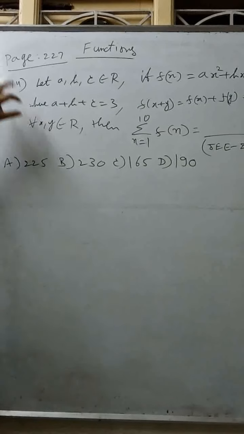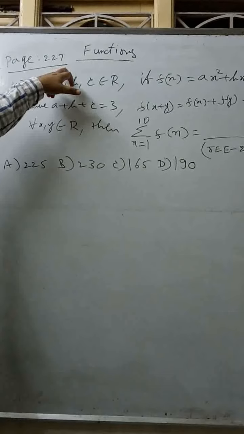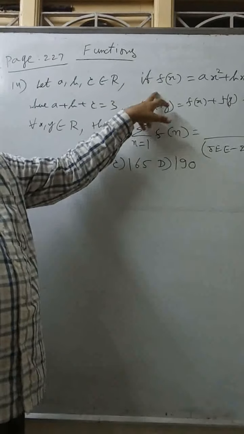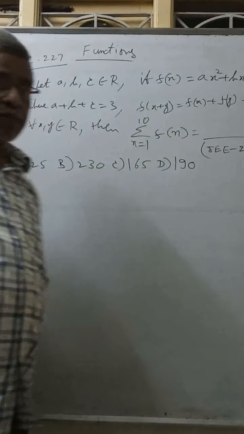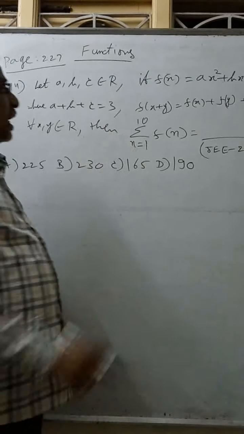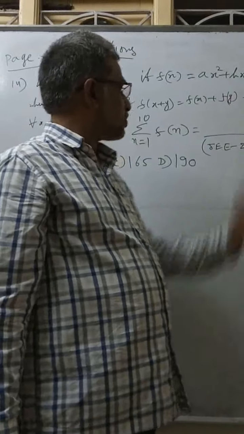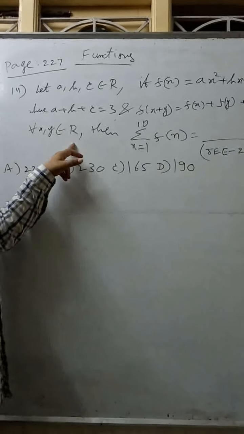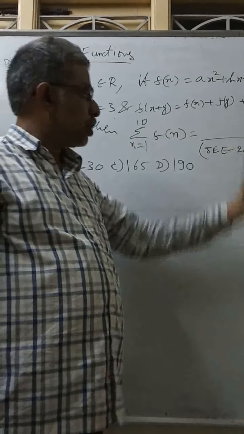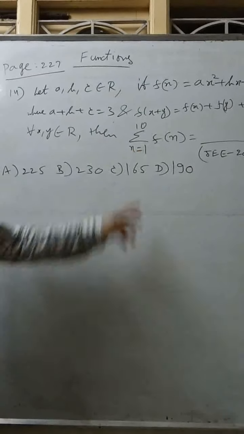Now, let us discuss some sums given in JEE. Page number 227 in our book, 14th sum. Let a, b, c belong to R. If f of x equal to ax square plus bx plus c, where a plus b plus c equal to 3, and f of x plus y equal to f of x plus f of y plus xy, where x, y belong to R, then sigma n equal to 1 to 10 f of n is how much, is asking.